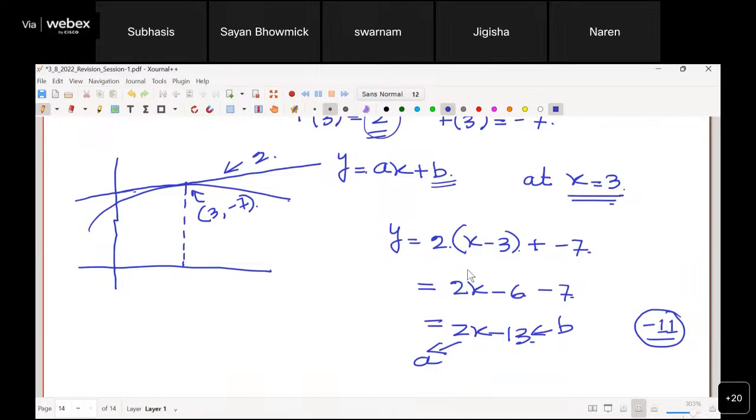Activity 6.3. Can I ask? It's a log question, 6.3. I just wanted to know the domain of f of ln x. Question number 2, I think. If the domain of f of x is -3 to 1, then the domain of f of ln x.